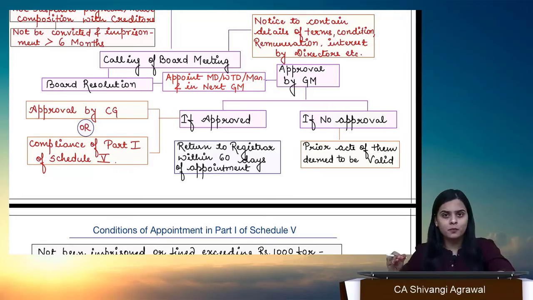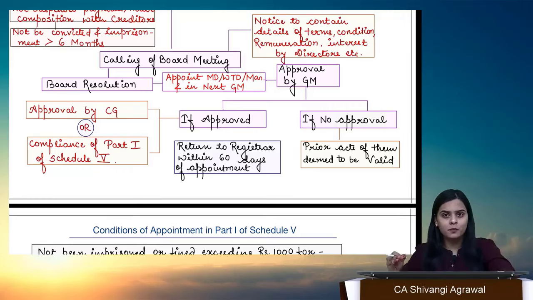Second is detention under Conservation of Foreign Exchange and Prevention of Smuggling Activities Act. So even if you have not been imprisoned, you have not been fined, but you have been detained for any inquiry or for any purpose, then also you have not complied with the conditions. If you have completed the age of 21 years and not attained the age of 70 years, that means if you're below this or if you're above this, you have broken the condition.